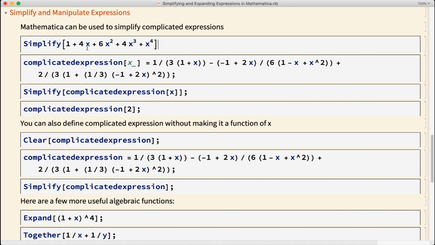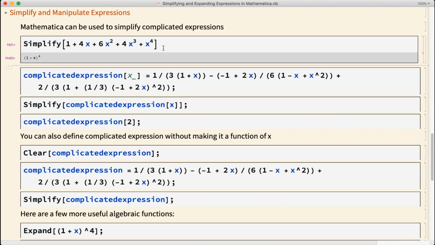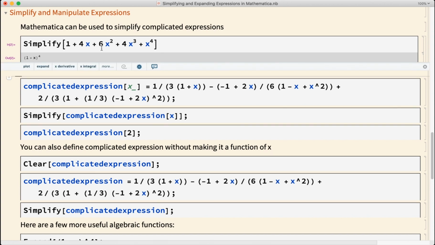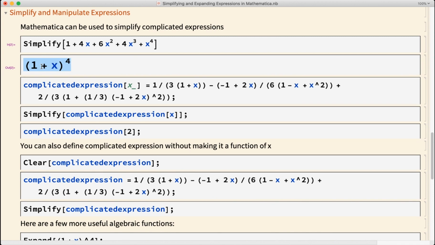So here's a long expression, and maybe I want to write it in a simpler way, so I can ask Mathematica to simplify this expression. Okay, so basically it's gathering terms, or it knows that this expression is the same as taking 1 plus x to the fourth. Maybe not so obvious when you look at this, but that's what Mathematica is for. So the solution, a simplified way of writing all of this, is 1 plus x to the fourth.